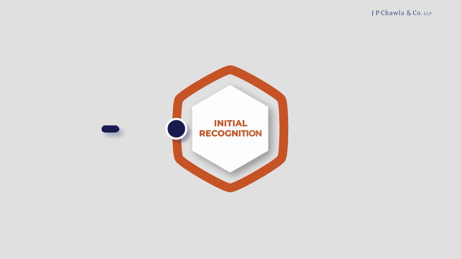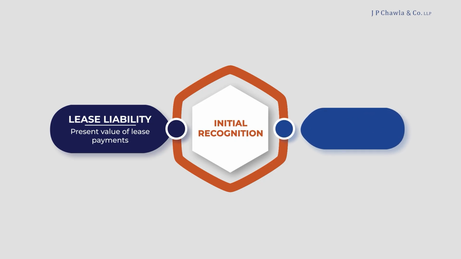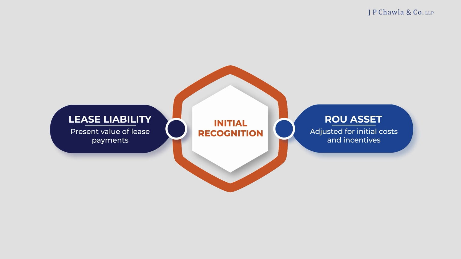Under Ind AS 116, lessees must recognize a lease liability for the present value of future payments and a corresponding right-of-use asset, and subsequent adjustments ensure financial accuracy. Initial recognition: the lease liability is equal to the present value of lease payments. The right-of-use asset is adjusted for initial costs and incentives.